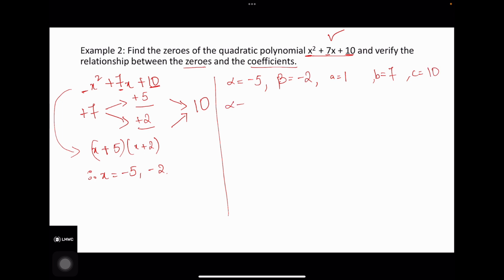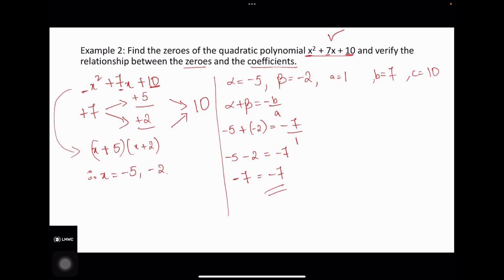So I'm going to use the first formula, which is alpha plus beta equals minus b by a. Substituting the values, I get minus of 7 by 1. On the left, minus 5 plus minus 2: negative and negative, you have to add the numbers, so 5 and 2 you add, and you take the negative sign. On the right, minus 7 by 1 is minus 7. So therefore, LHS and RHS are equal over here. So we just verified.